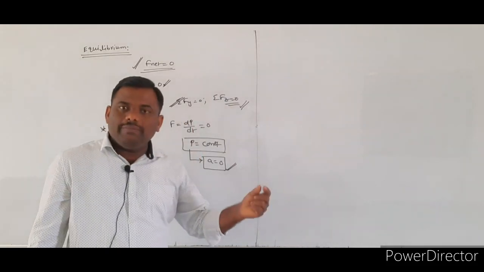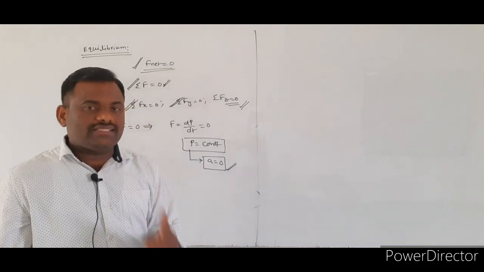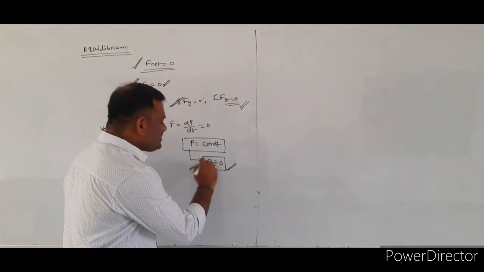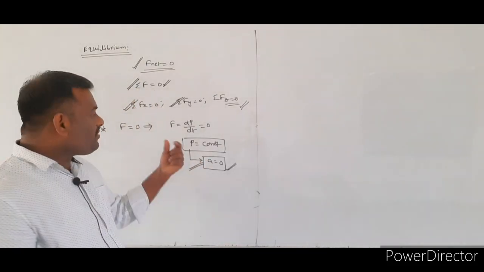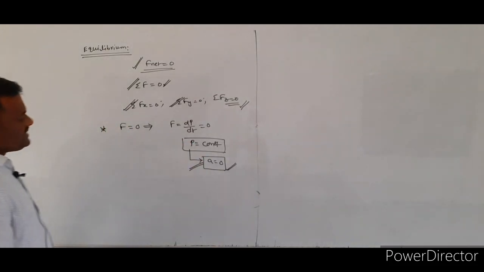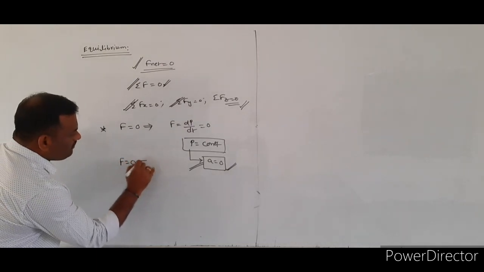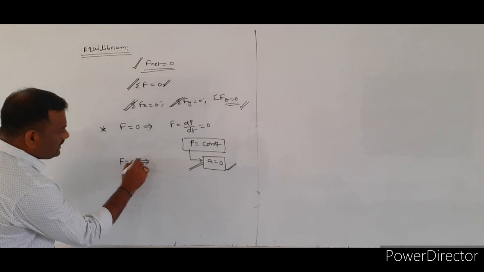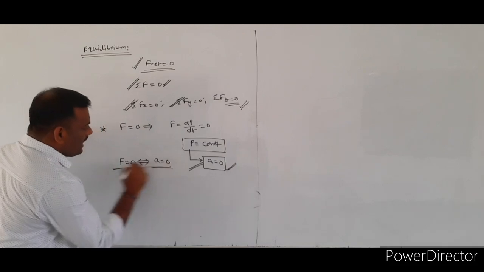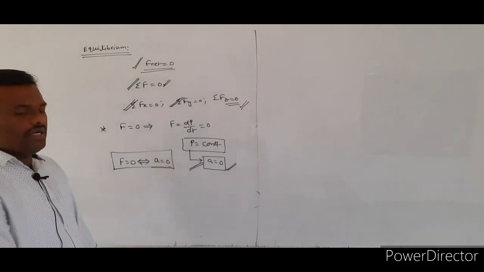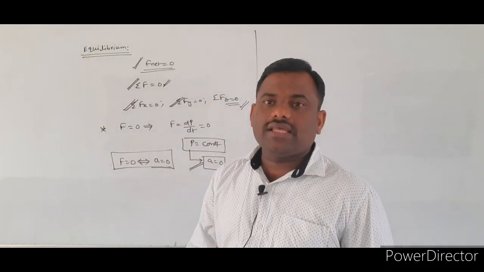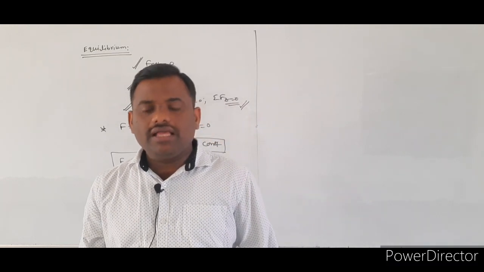Whenever the momentum is constant, there is no change in momentum. Whenever there is no change in momentum, as a result, the acceleration of the system is equal to 0. So from this also we can say, if an object is in the state of rest, the total force acting on the system is equal to 0. That implies the acceleration of the system is also equal to 0. So this is the condition for equilibrium.